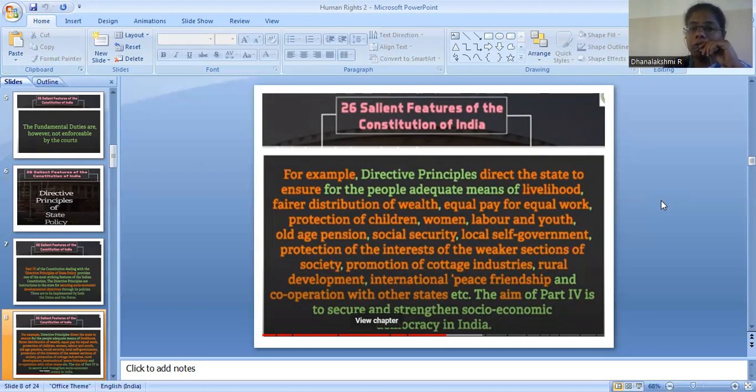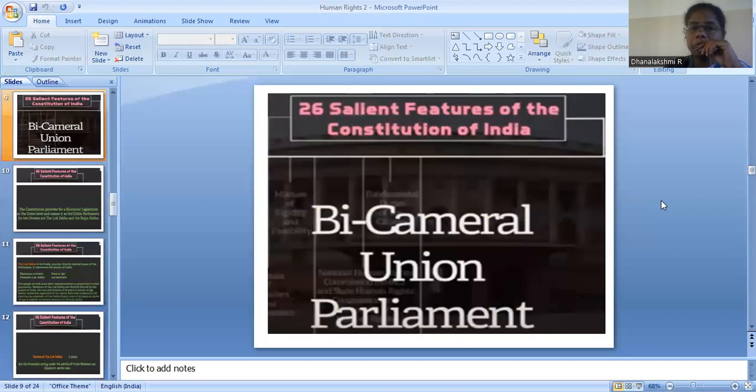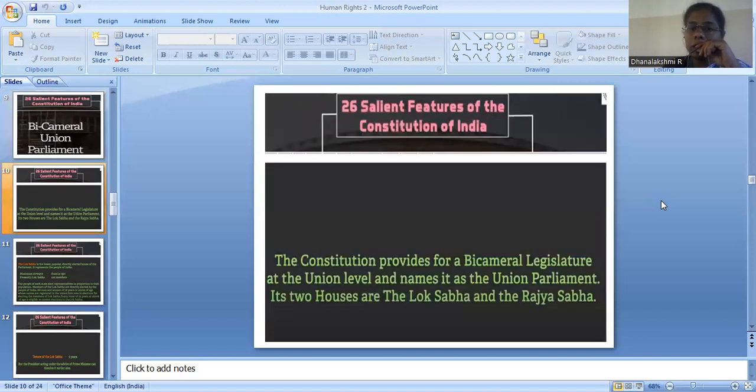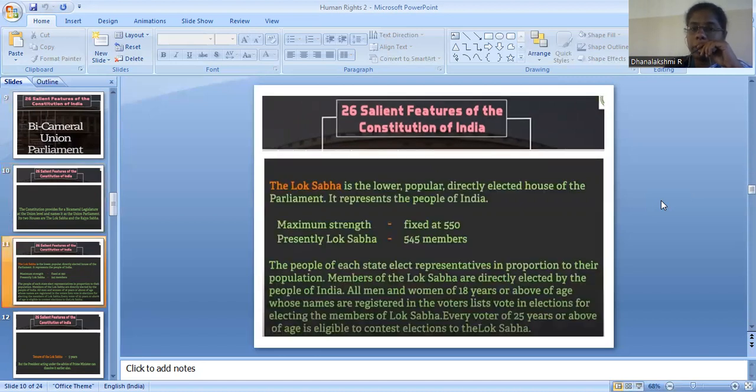So the aim of Part 4 is to secure and strengthen socio-economic democracy in India. Then our another feature is bicameral Union Parliament, because we have two houses, Lok Sabha and Rajya Sabha. So we know that the Constitution provides a bicameral legislature at the Union level, and names it the Union Parliament. It has two houses, Lok Sabha and Rajya Sabha.